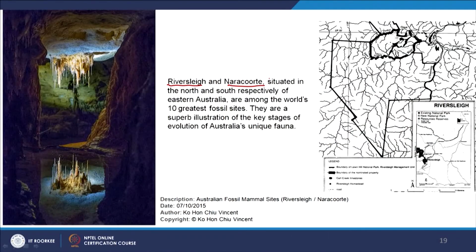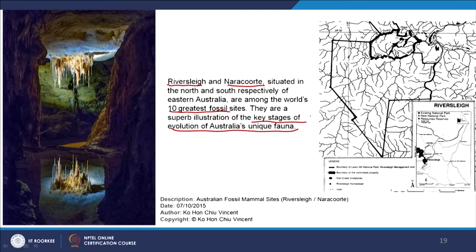So one example is in Australia, if you look at both the northern edge and the southern edge, there are some interesting sites of Riversleigh and Naracoorte, which are situated in the north and south of Australia, because when Australia divided from the Antarctic belt, there are rich evidences of some of the greatest fossil sites. So what you see here is a good record of how the flora and the fauna have developed, and how the mammals have developed. So this particular site illustrates the key stages of Australia's unique fauna.